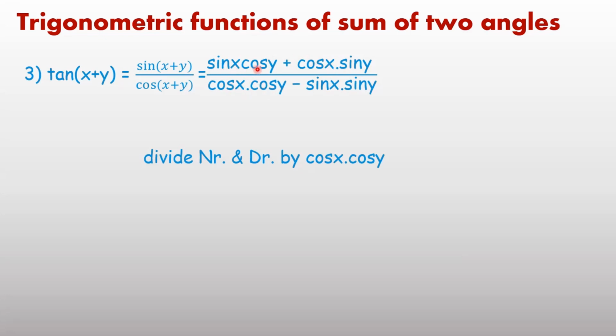Here sin x cos y upon cos x cos y, cos y cancels out. What remains here? Tan x plus cos x sin y upon cos x cos y. Cos x cancels out. Sin y upon cos y means tan y. Cos x cos y upon cos x cos y is 1, minus sin x upon cos x tan x, sin y upon cos y tan y. It implies tan x plus y equals tan x plus tan y upon 1 minus tan x tan y.